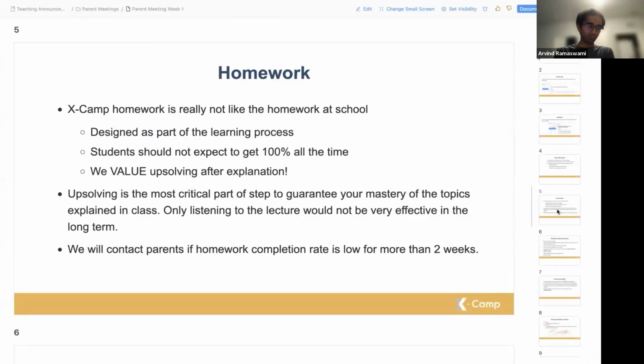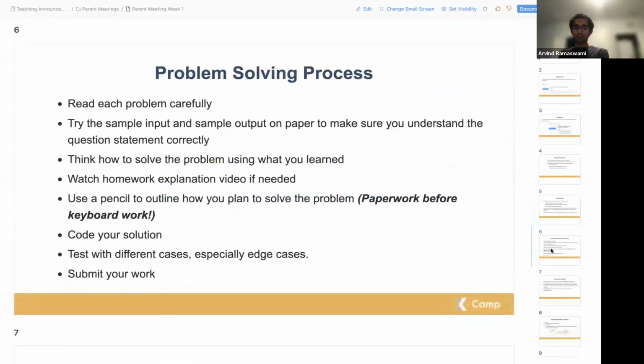That often will be beyond just the week that you were expected to work on the homework. However, it is important to note that we will contact parents if the homework scores for a specific child are really low for 2 weeks. If a student is failing to do their homework, or just solving a couple of questions and really missing out on the bulk of it, that's when we will contact you, make sure that you are up to date, and find some solutions to help your child.